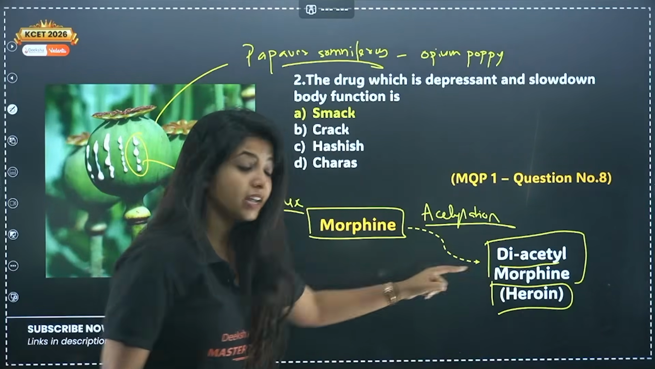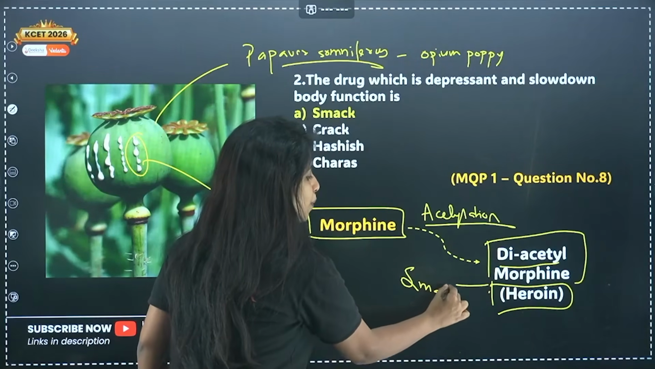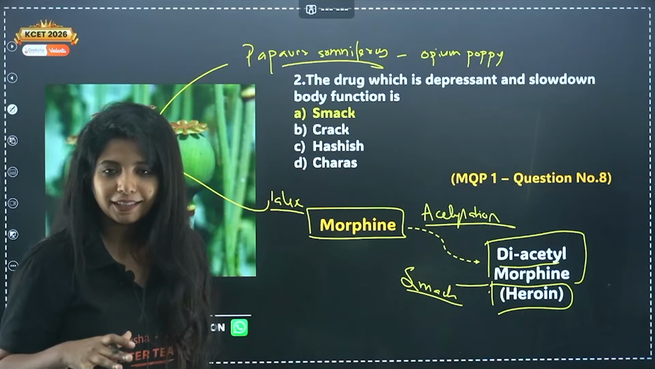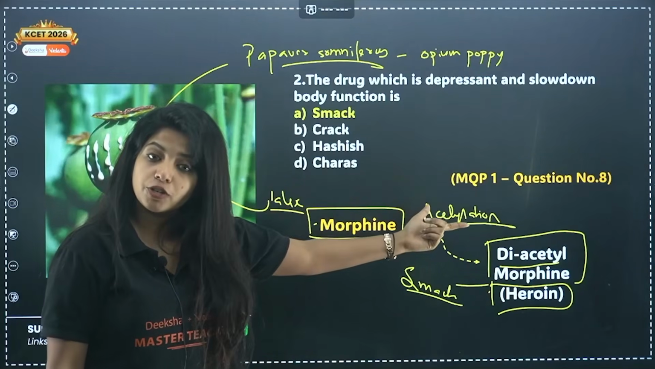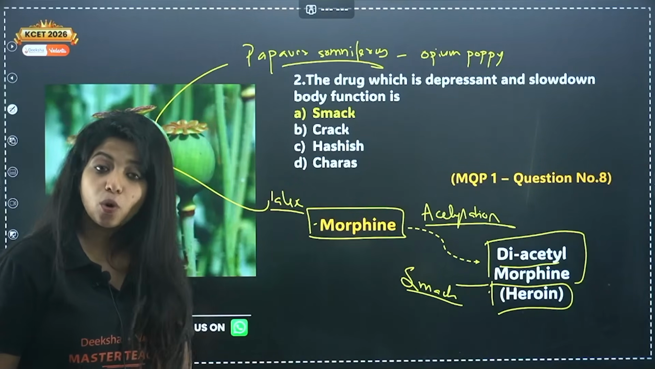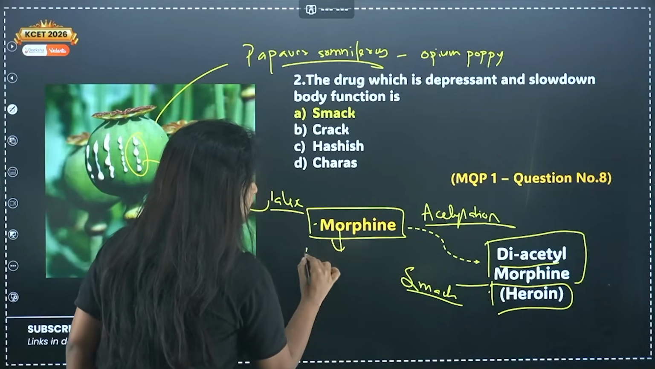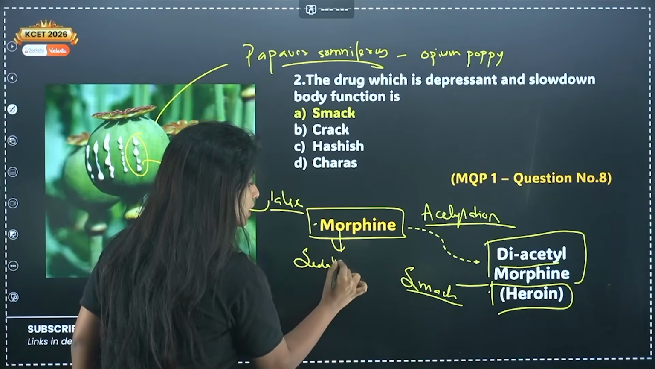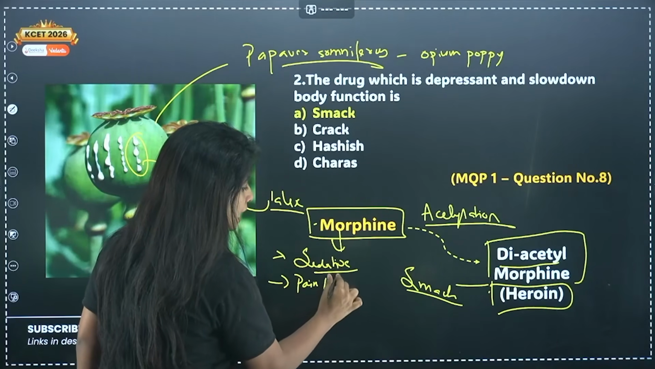Now you have got heroin. The same heroin or diacetylmorphine is also known as smack, and it is a depressant. What about morphine? You told it's a drug, ma'am. Is it also a depressant? Does it also slow down the body function? The answer is no. It is actually a sedative. That means you'll feel sleepy, and it also acts like a painkiller.